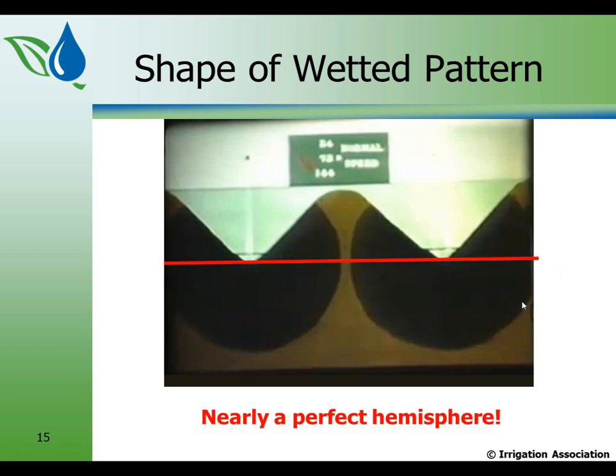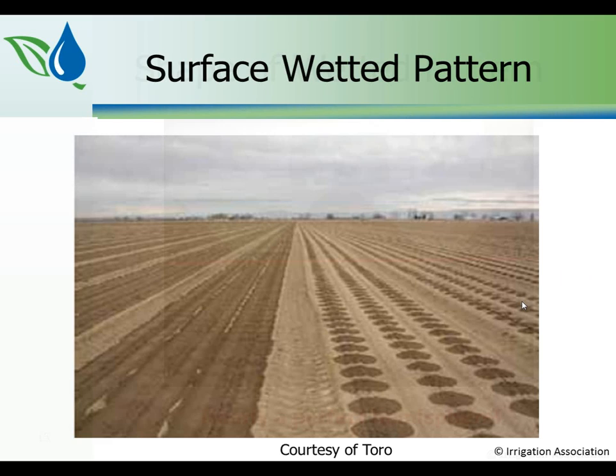Unlike what we see in some of the literature, which shows you an onion bulb shape or a teardrop shape or that sort of stuff, virtually everything I've seen from this source indicates that it's a hemisphere, and that's what we use in the development of the model. Here's what a surface wetted pattern looks like, obviously in an agricultural situation. Here on the right side, you'll see perfect circles for each one of the emitters.